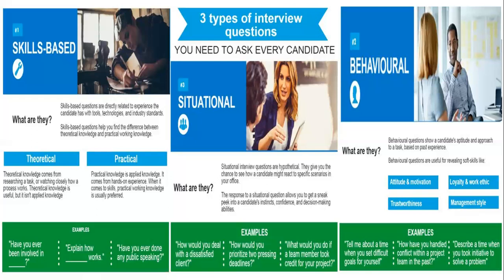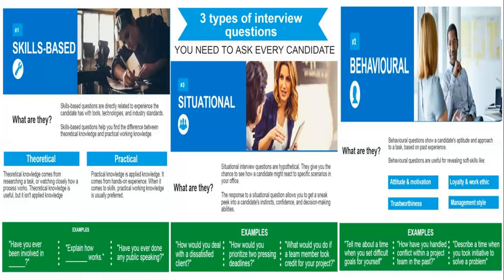So for example, we are asking, tell me about a time when you set difficult goals for yourself and why you did that. So we can relate it that this person has a self-determination perspective or goal-setting perspective. Have you handled conflict with the project management team in the past? Here we are looking for the conflict management approaches of the person. Okay, how you have been in conflict, what was the reason, how you managed it, how you resolved it.